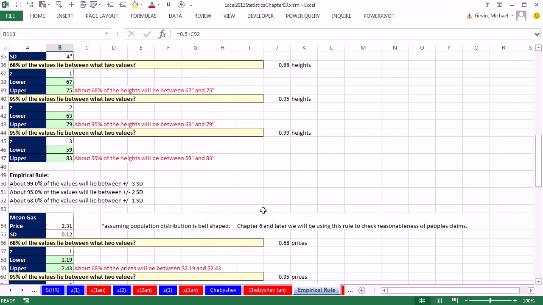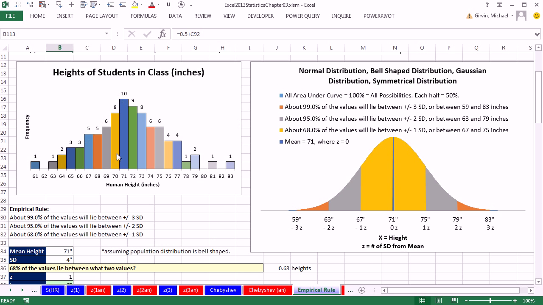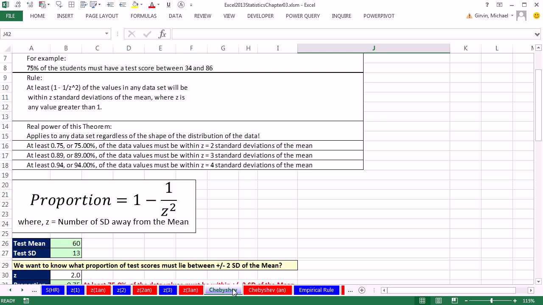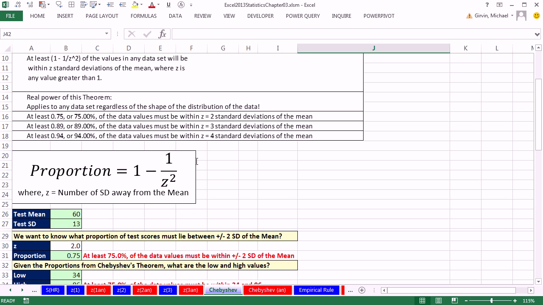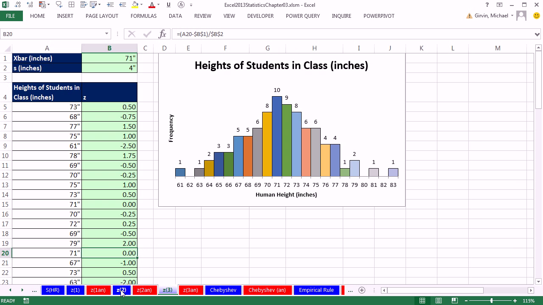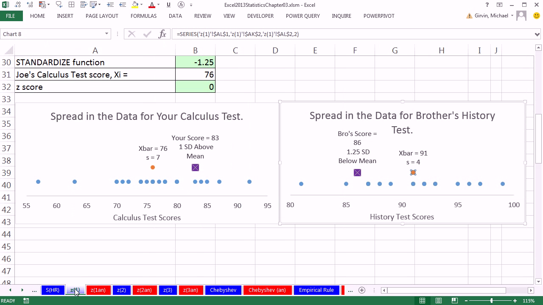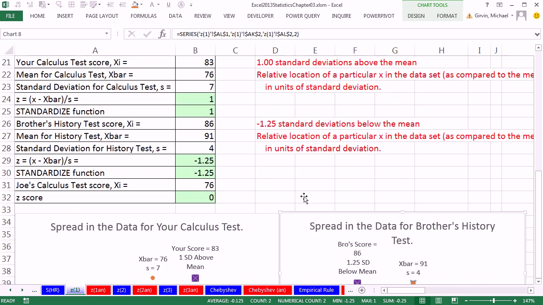All right, so we talked about the empirical rule for bell-shaped distributions. Remember, it's all about the number of standard deviations in z. We talked about Chebyshev's rule. Here we could calculate the percentage, and we had our 2, 3, and 4 standard deviation percentages, all about z's, number of standard deviations. And then we talked about z on a data set, z on another data set, and even our initial calculation where we compared you and your brother using z-score.